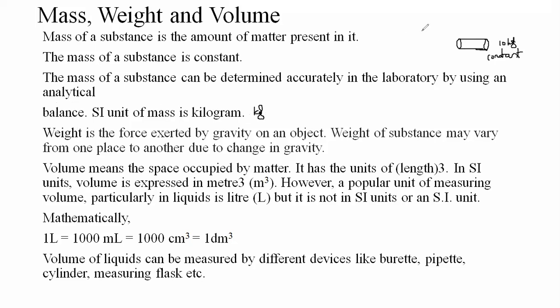Then what is weight? If I say this wooden log, what is the weight of this wooden log? I would still say 10 kg. So what is weight? Weight is the force exerted by gravity on an object. Weight of the object may vary from one place to another due to change in gravity. Across the world, there is a difference of gravitational force. Therefore, if you take this log to another part of the world, this log will not weigh 10 kg. So weight is force, and mass is the amount of substance. Since weight is the force exerted by gravity on an object, it will change from one place to another.